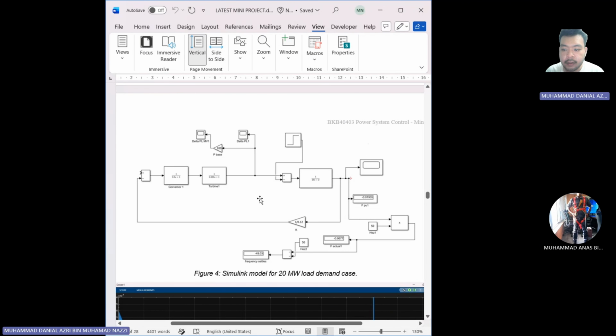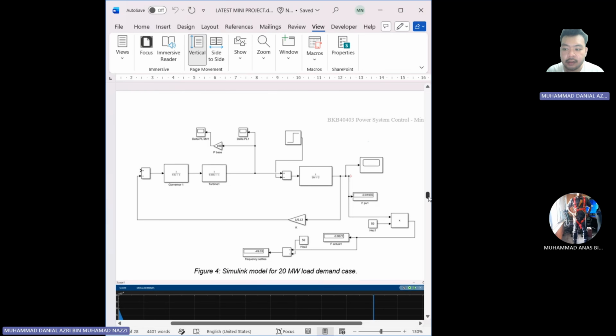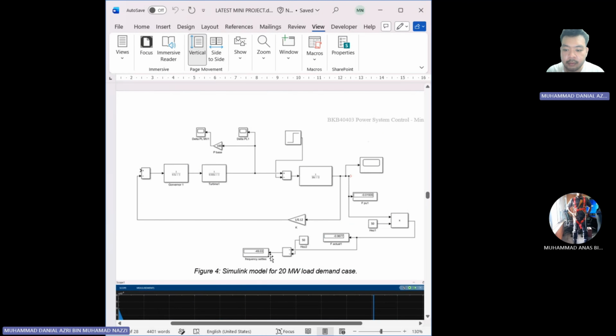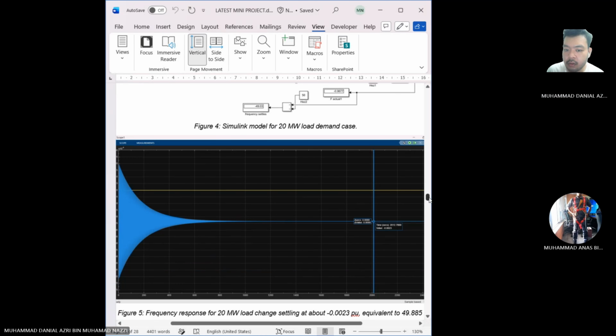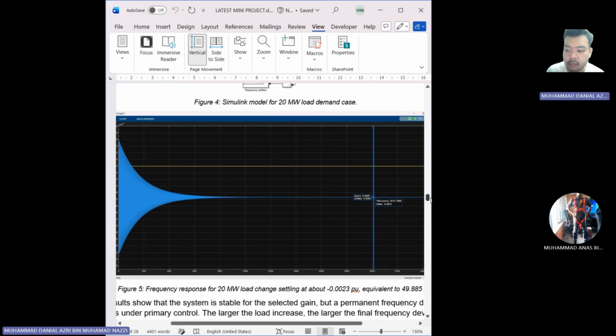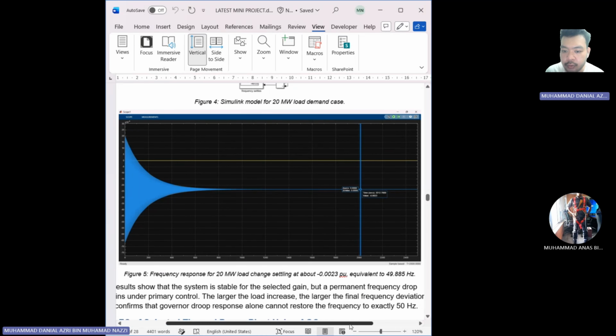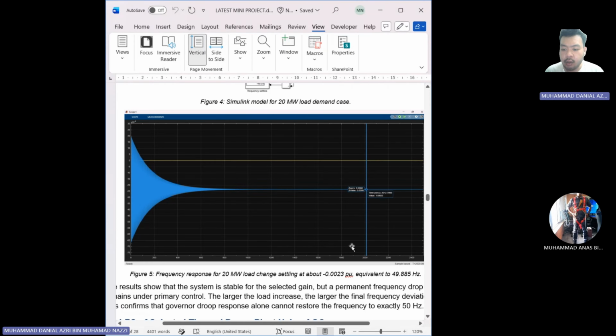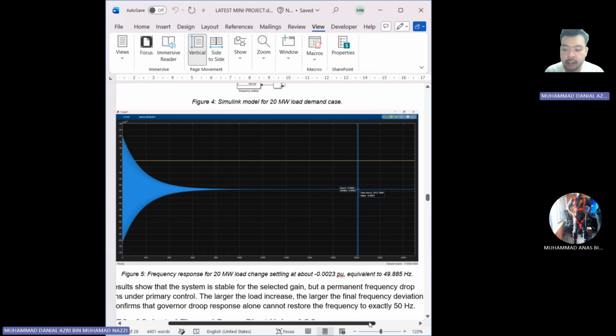The governor and turbine values are the same as before, but the K is 1 over 0.012, which is still under our limit. So the value that we get is 49.03 hertz. This is the graph, the simulation output that we get: frequency response for 20 megawatt load change settling at about 0.0023 pu, equivalent to 49.88 hertz.